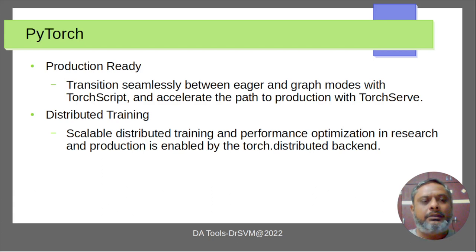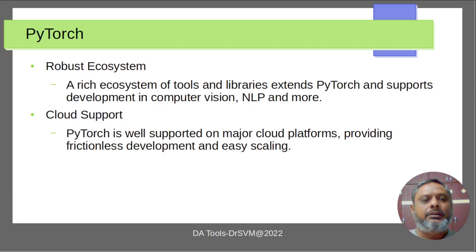PyTorch comes with distributed training facilities, scalable distributed training, and performance optimization in research and production is enabled by the torch.distributed backend. A robust ecosystem is provided by PyTorch. Rich ecosystem tools and libraries extend PyTorch and support development in computer vision, natural language processing, and many more such areas. PyTorch also provides cloud support, well supported by major cloud platforms, providing frictionless development and easy scaling.